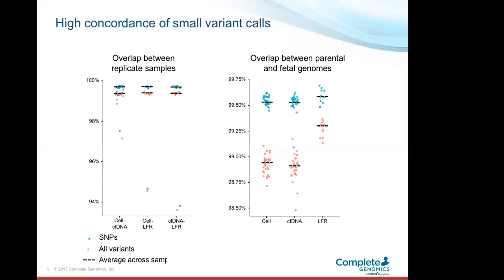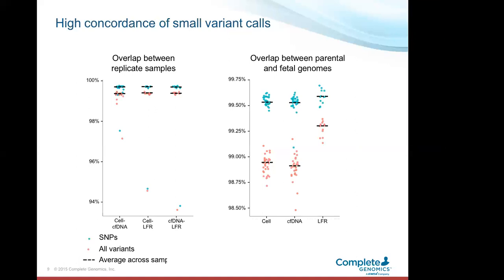We can see from the plot on the left that the overlap between replicates is very high for small variant calls. On average, over 99% of the small variants called in one library can also be found in another replicate.